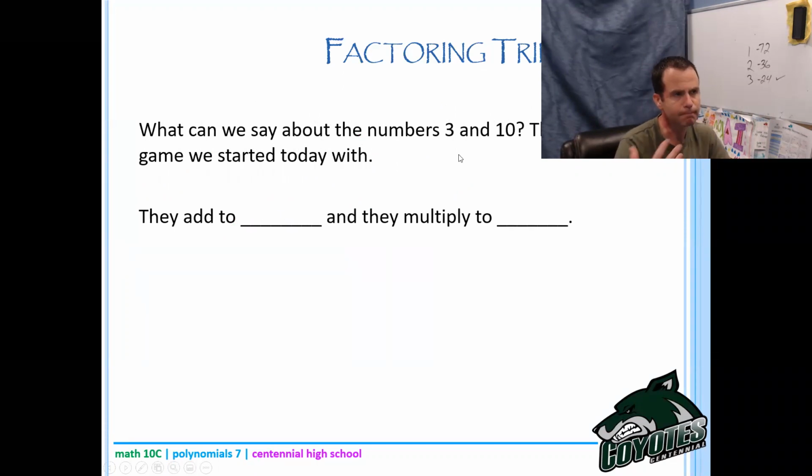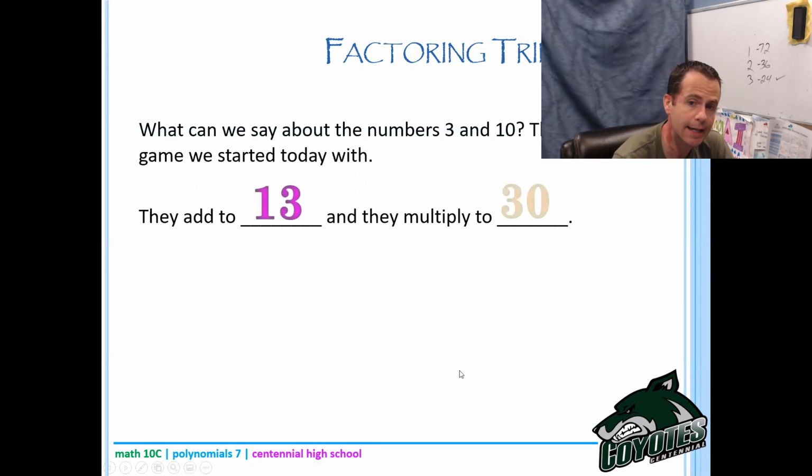Well, think about that game we started with this morning, or this evening, I guess, if you're watching it at night. We were looking for two numbers that multiplied together to give you something and added together to give you something, right? So if my friendly numbers here are 3 and 10, why don't we pick on that 3 and 10 for a second? 3 and 10 would add together to give you 13 and would multiply together to give you 30, right? 3 plus 10 is 13, 3 times 10 is 30. So they add together to give you 13 and they multiply together to give you 30.